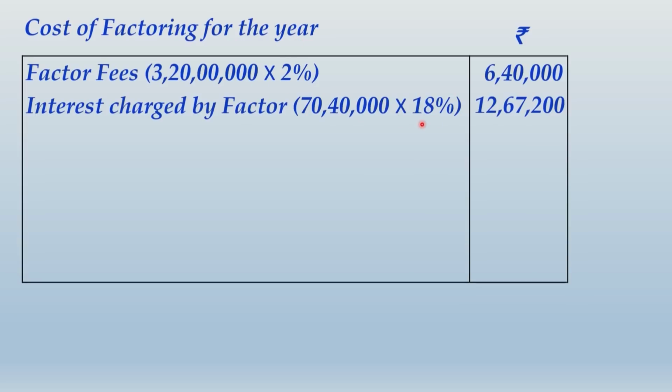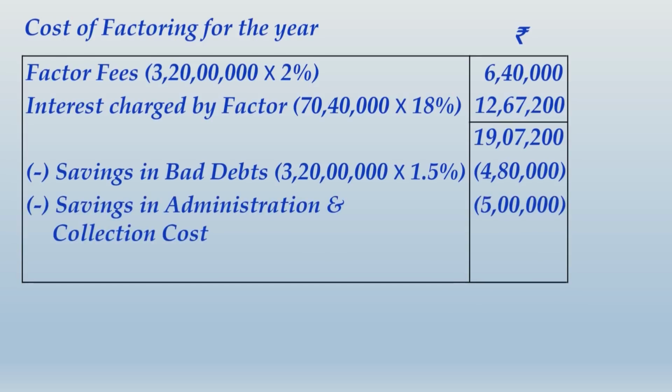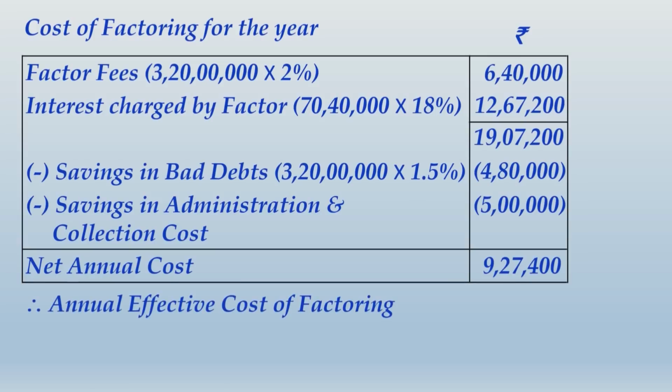Earlier what we subtracted was on a per cycle basis. I have already explained you when should you make per cycle calculation and when should you use the annual calculations. So with this, the total cost comes to 19 lakh 7,200, and you subtract the savings in bad debts, and you also subtract the savings in administration and collection cost, and what you get is the net annual cost of 9,27,400.